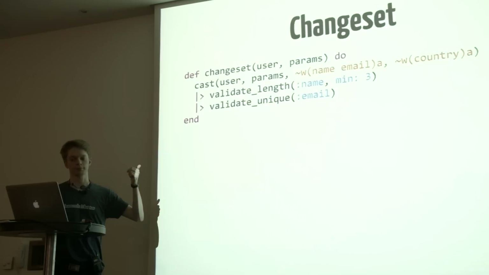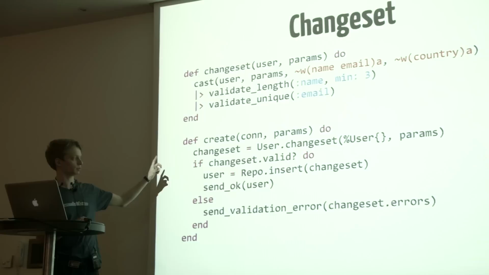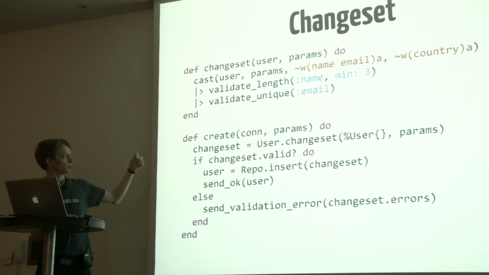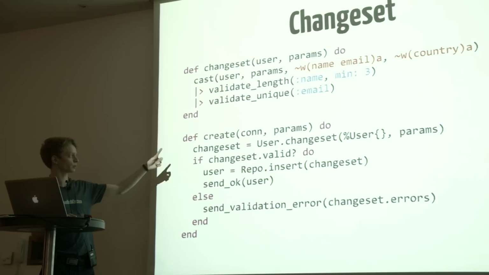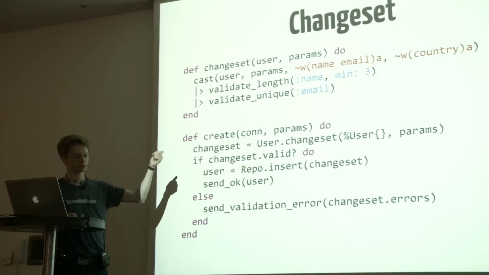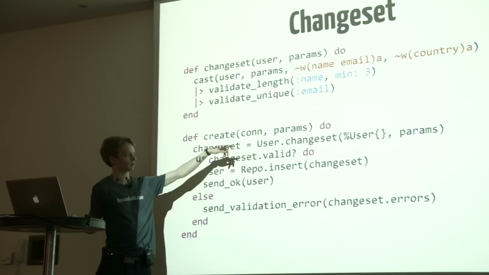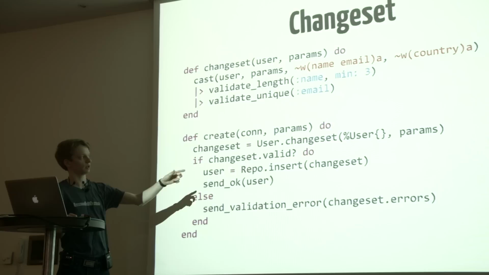And below here, we have an example of how you would call that. So this could be in your web server. This could be like a callback for a post request, which takes a connection and the parameters for that request. So first off, we call the function we have above here. We pass it a new model and the parameters from the request.